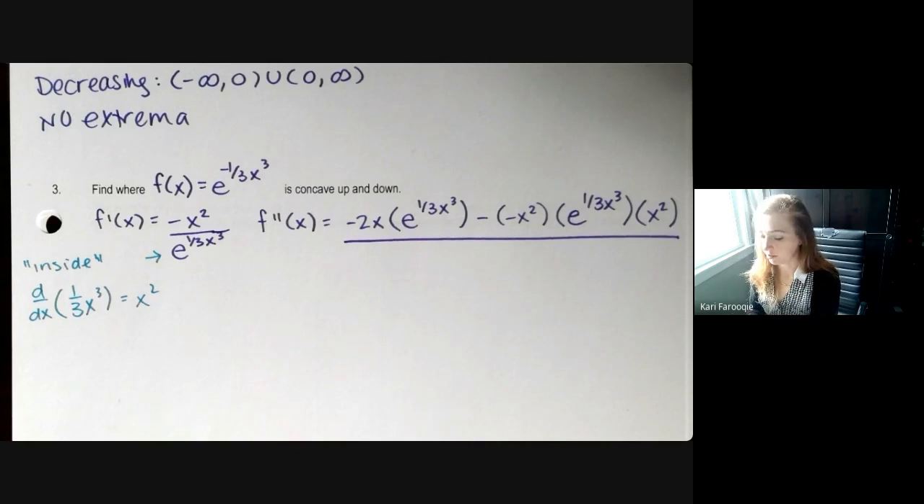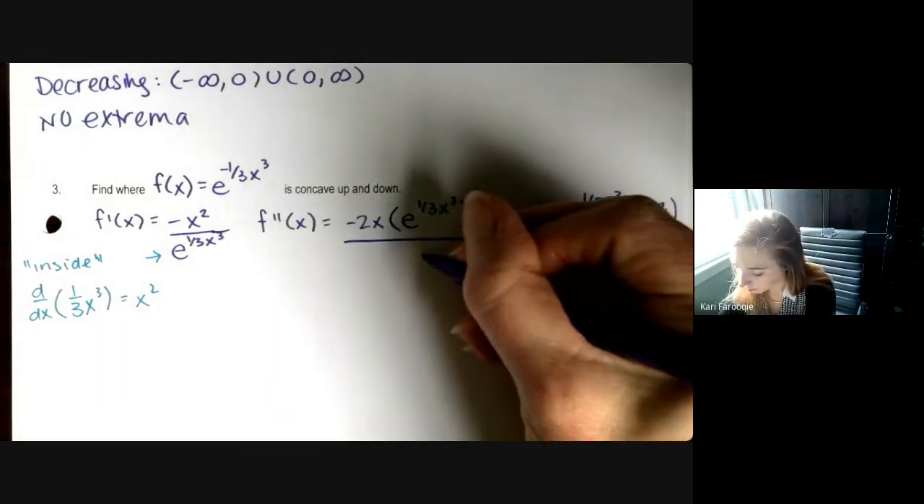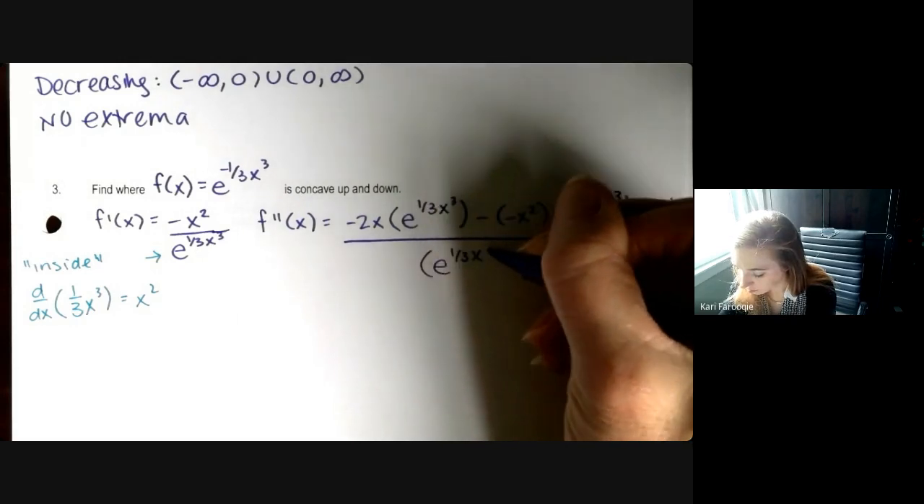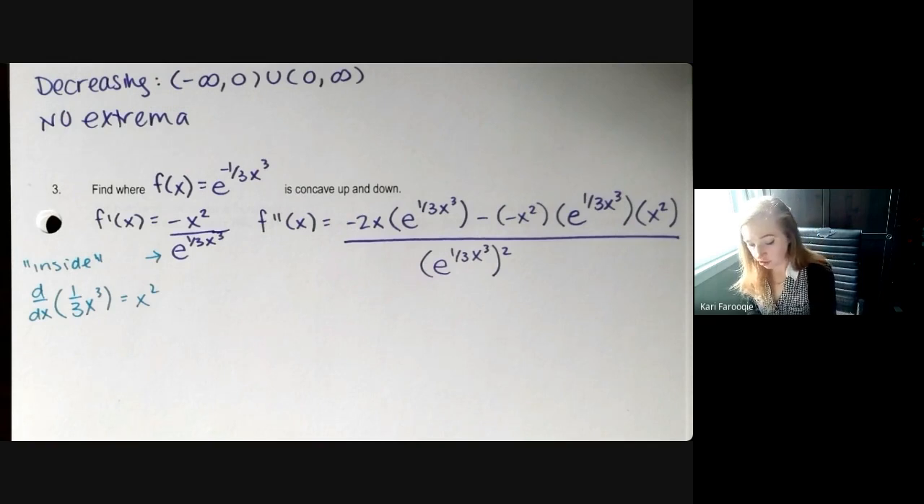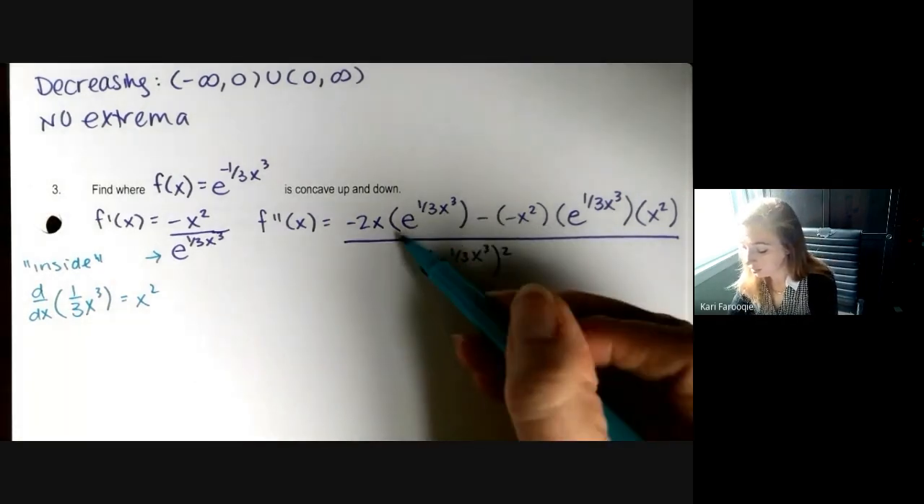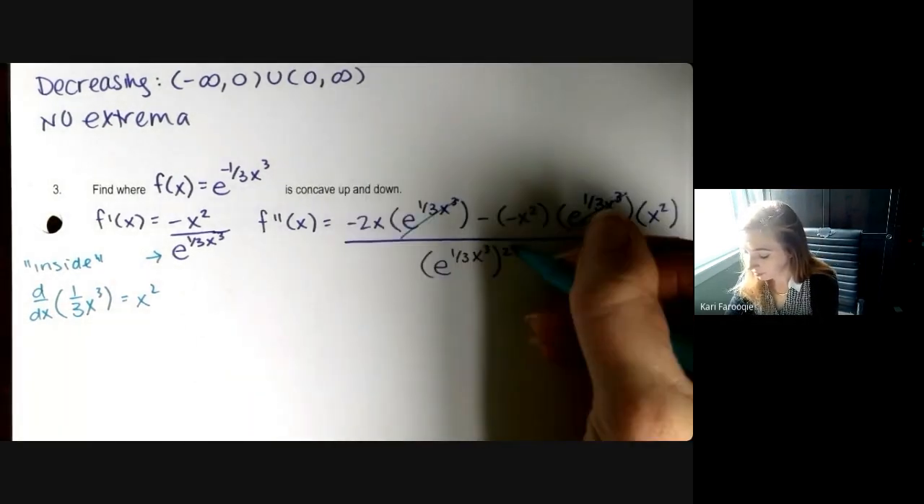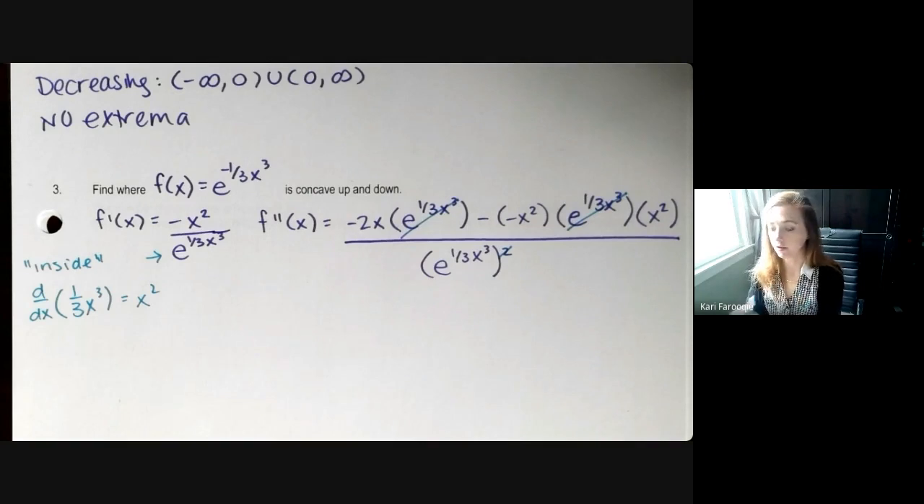And then divide by g squared. So this will be e to the 1/3 x cubed, squared. And then we'll simplify. Now, anytime you're taking a second derivative, you usually have something you can cancel. And in this case, we absolutely do. We have 3 instances of e to the 1/3 x cubed. You can take out one of them in each term. So in the denominator, we're just going to take away 1. We still have 1 left over.